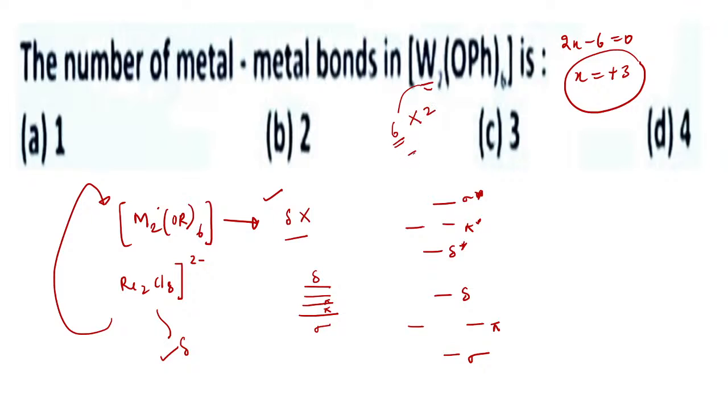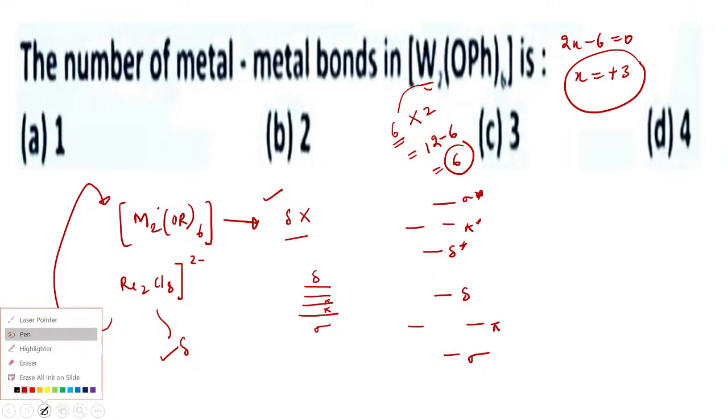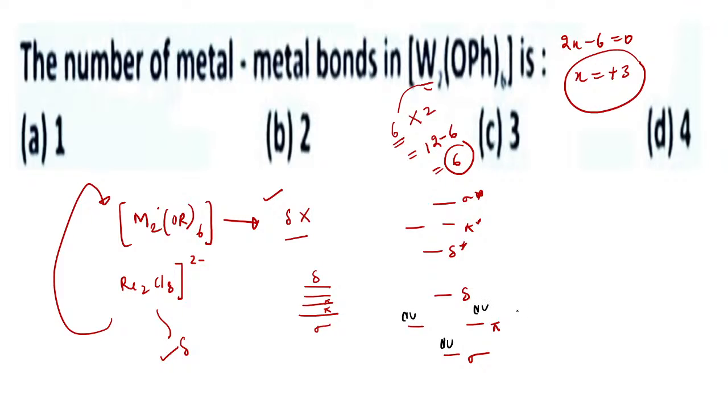Okay, so 6 into 2, 12 electrons, and for one tungsten the oxidation state is 3, so we have to reduce minus 6. So basically minus 6, so we have 6 electrons in total. On the metal we have 6 electrons, so we have to fill 6 electrons over here, right? So 1, 2, 3, 4 and 5, 6. So basically we have 6 electrons. Okay, now what was the question?